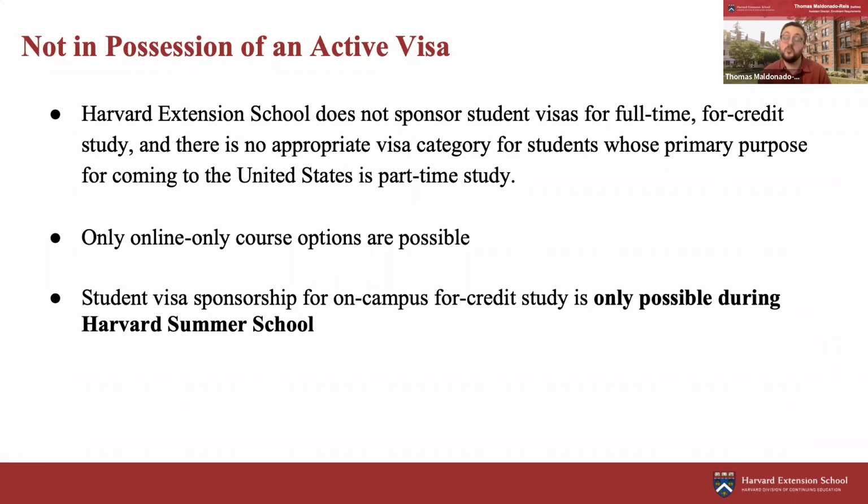For those of you that really do want to come to the US in order to study, there is one avenue that is available to you. So we do student visa sponsorship for on-campus 4-credit study during Harvard Summer School. So that's the courses that are taught between June and July each year, depending upon what amount of credit you enroll in, for how many weeks you may enroll in. It may be possible for you to attain sponsorship for a student visa under that circumstance. But as we are here today only talking about fall registration, there is no option available to you if you do not currently have an active visa, except for courses that meet online exclusively.